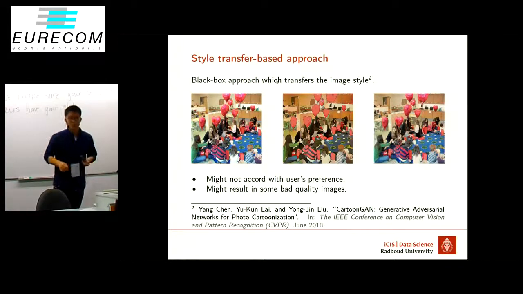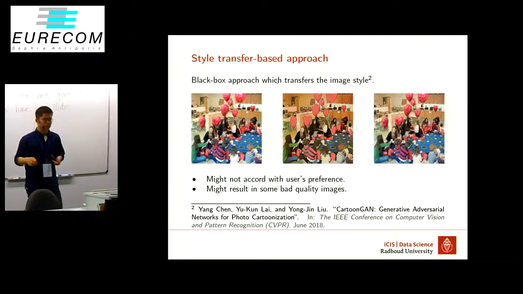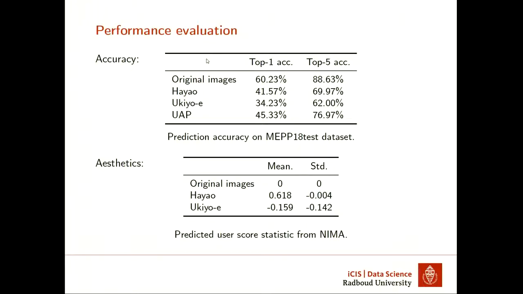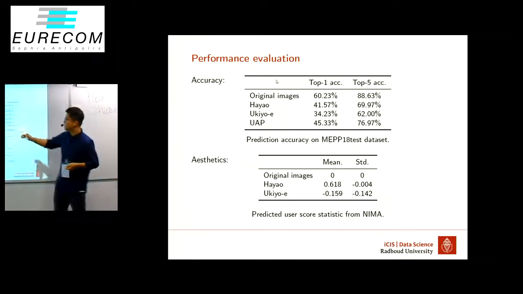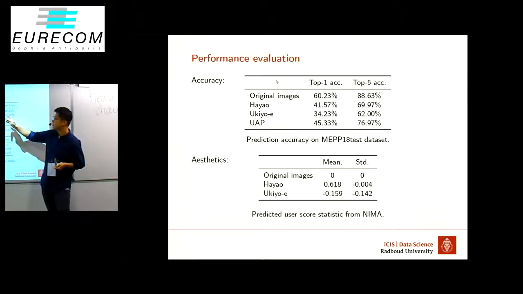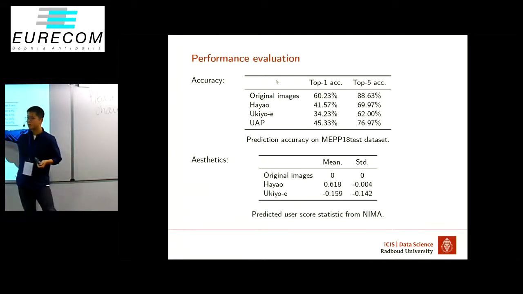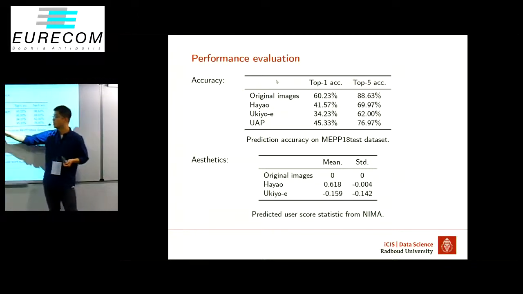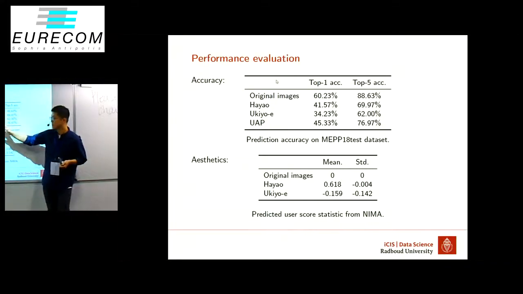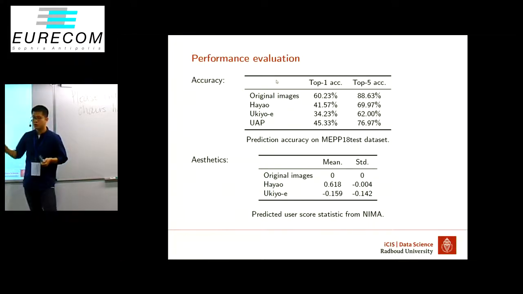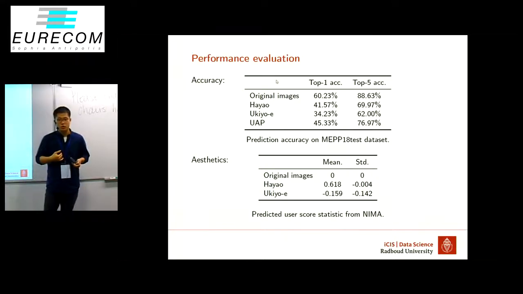With these approaches, we made our submission and got some feedback for both privacy and image appeal. You can see for the test set, the original image has almost 60% top 1 accuracy and 88% top 5 accuracy. After the two style transfers, Hayao and Ukiyo-e, the accuracy decreased. Also, the perturbation approach decreased to 45, which means our approach helps. But one thing to comment is that it did not decrease as much as we expected.